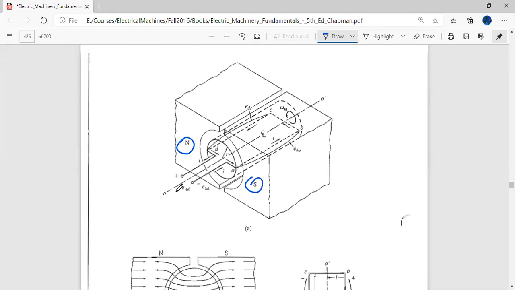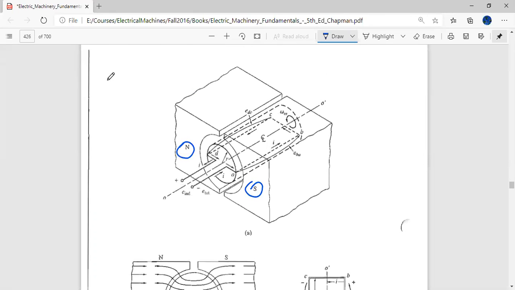Yes, we are going to use it as a generator. So this simple example is being used to demonstrate the effect of a generator. And to be precise, since we are doing DC machine, this is a DC generator. And what happens in a DC generator, we give it some mechanical motion.